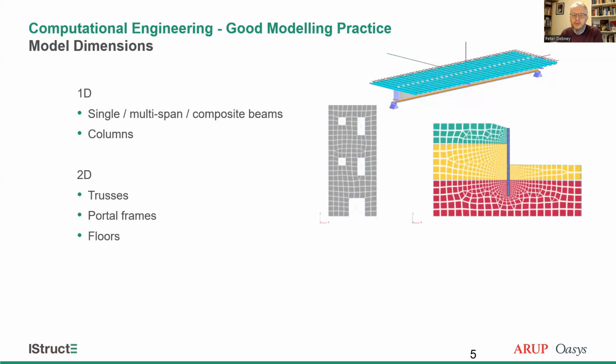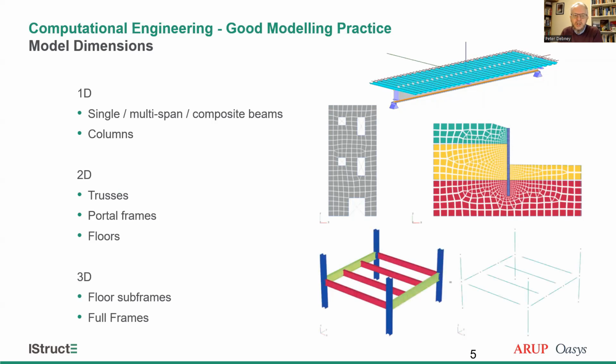Then you have the two-dimensional models, looking at just a wall, a plane strain analysis, through the retaining wall, or a tunnel, or a portal frame, or just a single floor. And then you have the full 3D models. You're looking at a whole building, or maybe a floor plus the columns, or something like that.